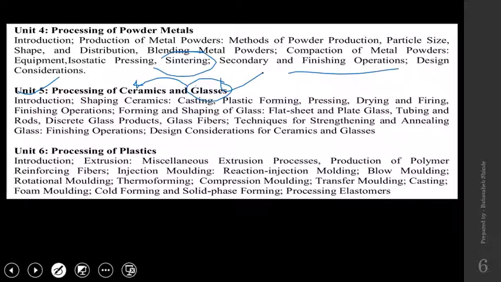Then it will begin with the shaping of ceramics. First we'll talk about ceramics, and then we'll talk about glass processing. So first, ceramic processing: techniques like casting, plastic forming, pressing, drying, firing, and then finishing operations. All the operations step by step, right from the beginning till the final finishing operations, that we're talking about. The same thing would be there for glasses also.